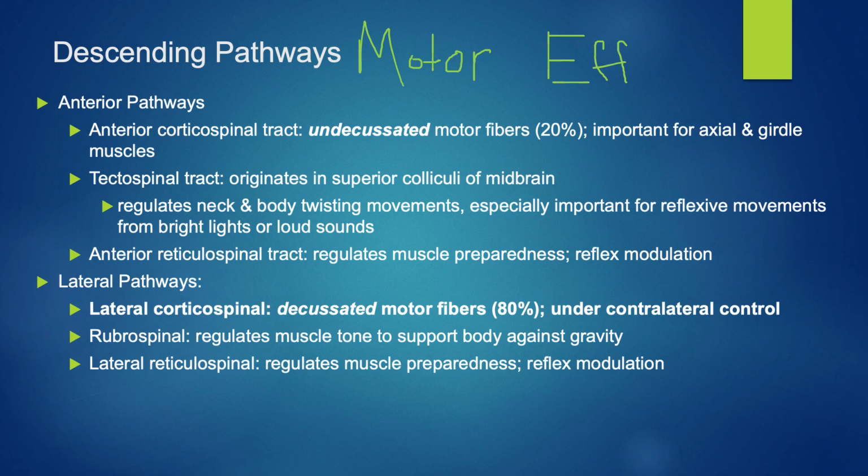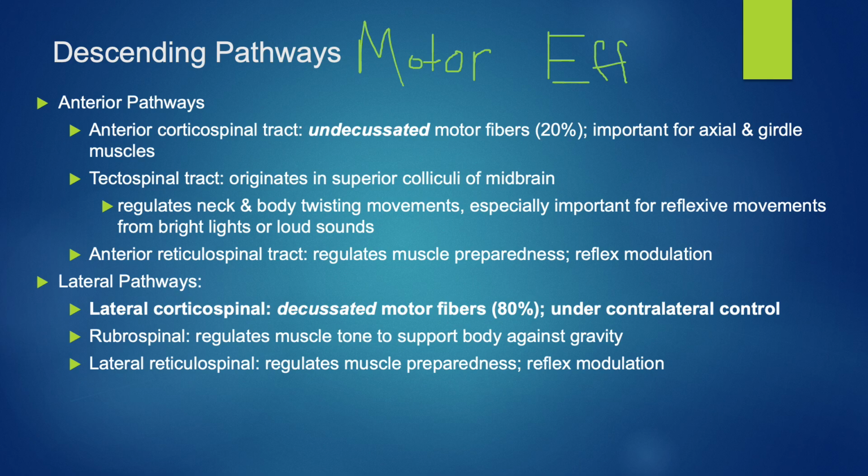It's more sensory, right? So our anterior pathways, we've got the anterior corticospinal tract, which is only 20% of the motor fibers, but they're undecussated. We have the tectospinal tract and the anterior reticulospinal tract. Those last two are really important for the indirect activation pathway.